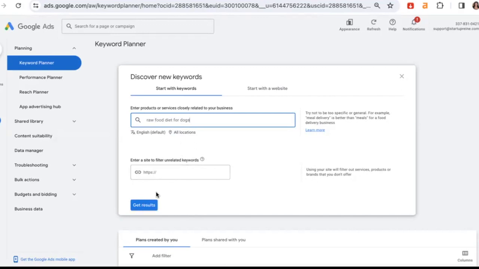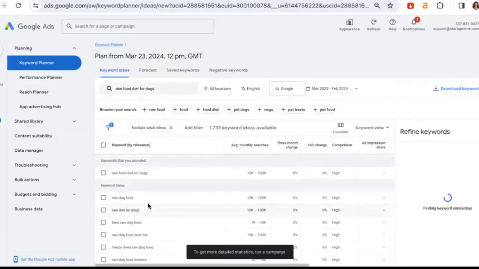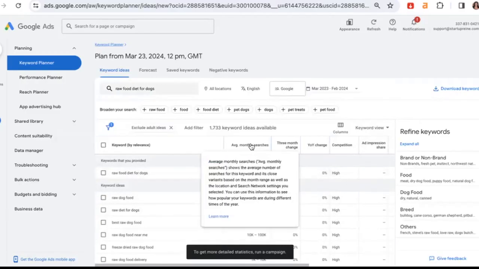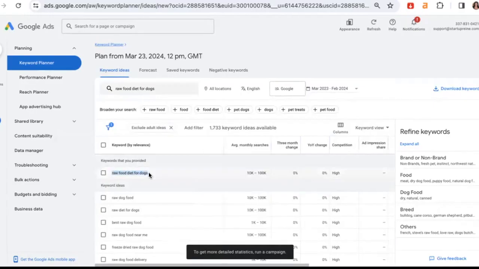And the beauty about the strategy is the fact that you are going to see other recommendations that are probably even better than what you wanted to write before. So if you just click on get results, okay, now, as you can see, what Google has basically produced here is a result of the average monthly searches.